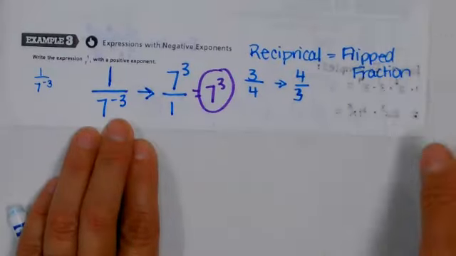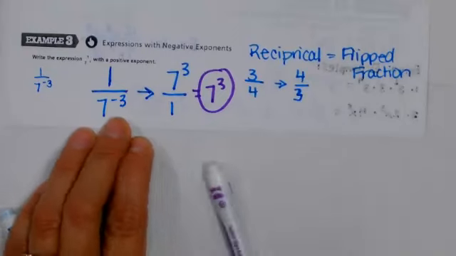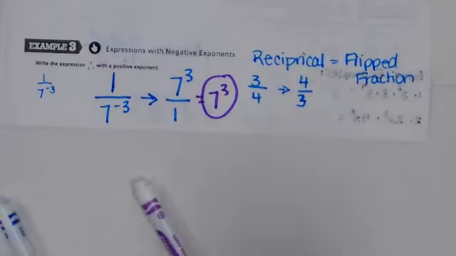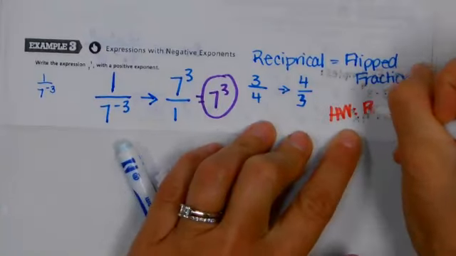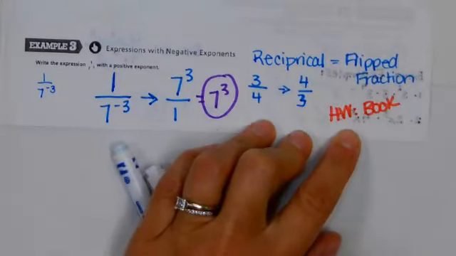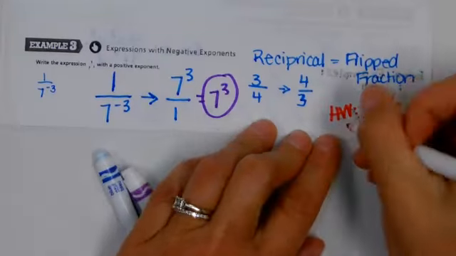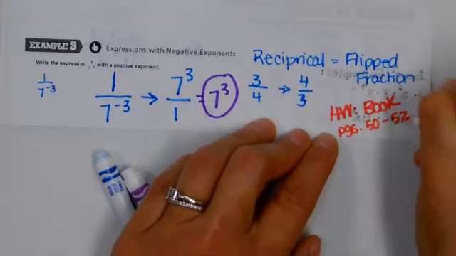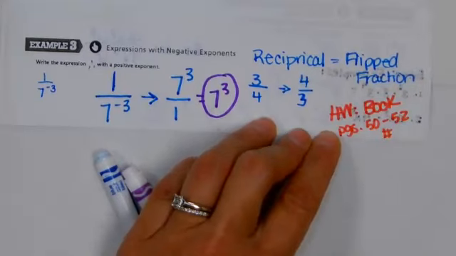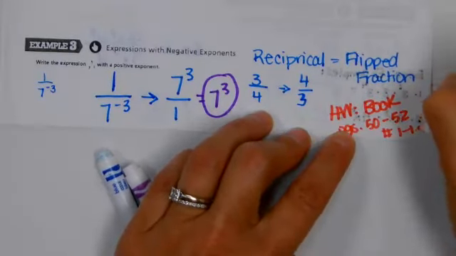All right, if you have me for class, our assignment today is out of your book. Our homework is out of your book. So you will need the book and the page that it starts on. It's going to go from pages 50 to 52, and we're going to do numbers 1 through 19 in that book.